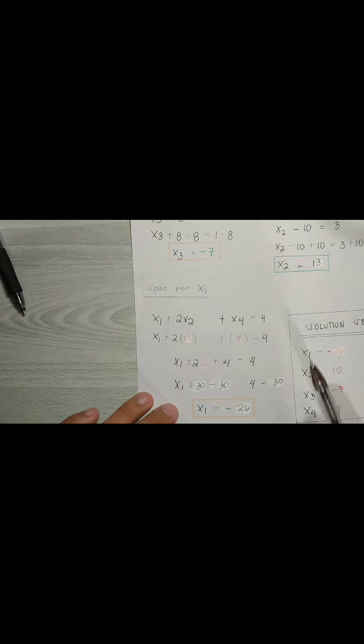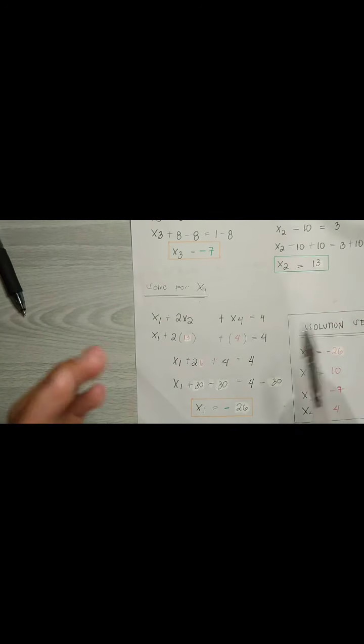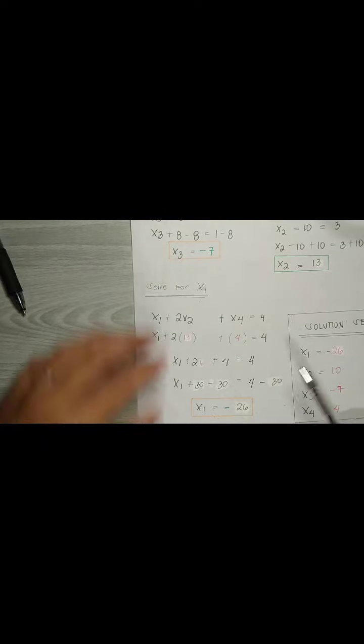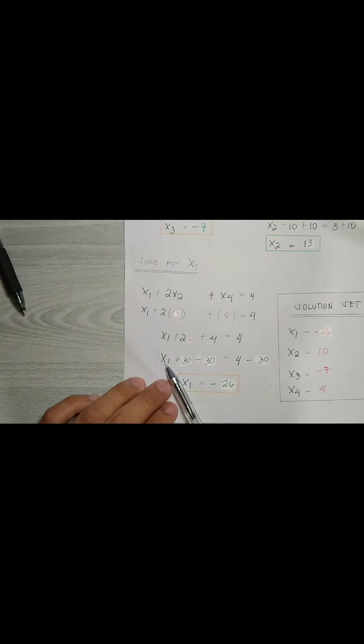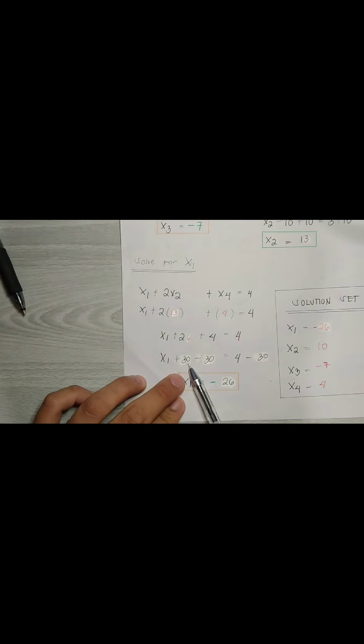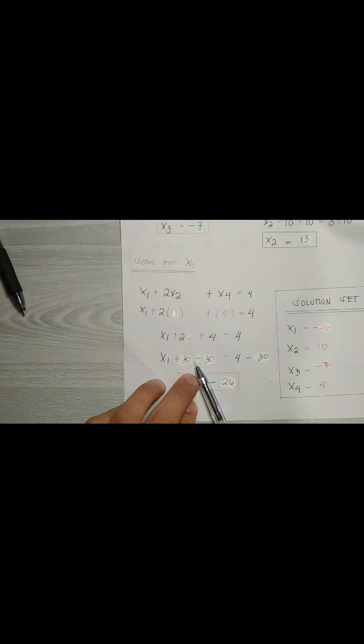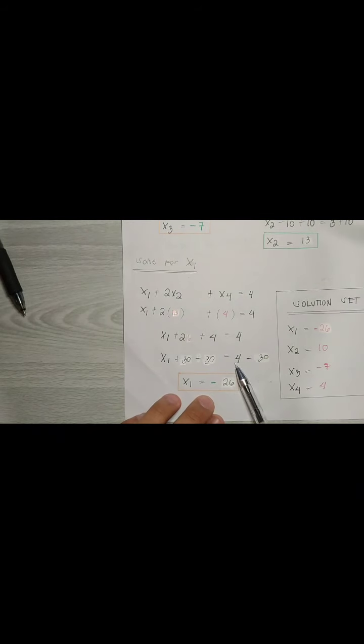And we need the additive inverse. The additive inverse of positive 30 is negative 30. Add to the left and add to the right. So, x1 plus 30, and the additive inverse of positive 30 is negative 30. Add negative 30 here and add negative 30 to the right, is equal to 4 minus 30. So, combine like terms. It cancels. And 4 minus 30 is equal to negative 26.